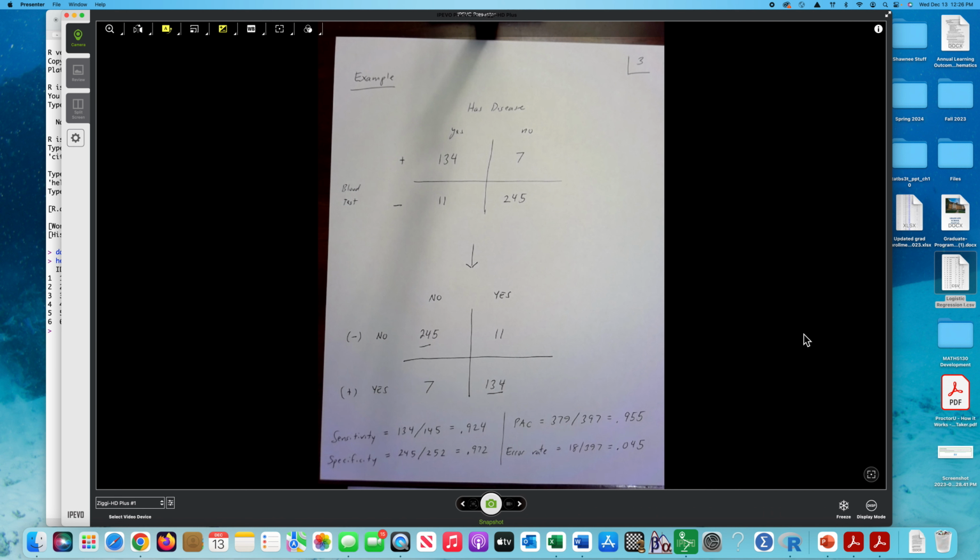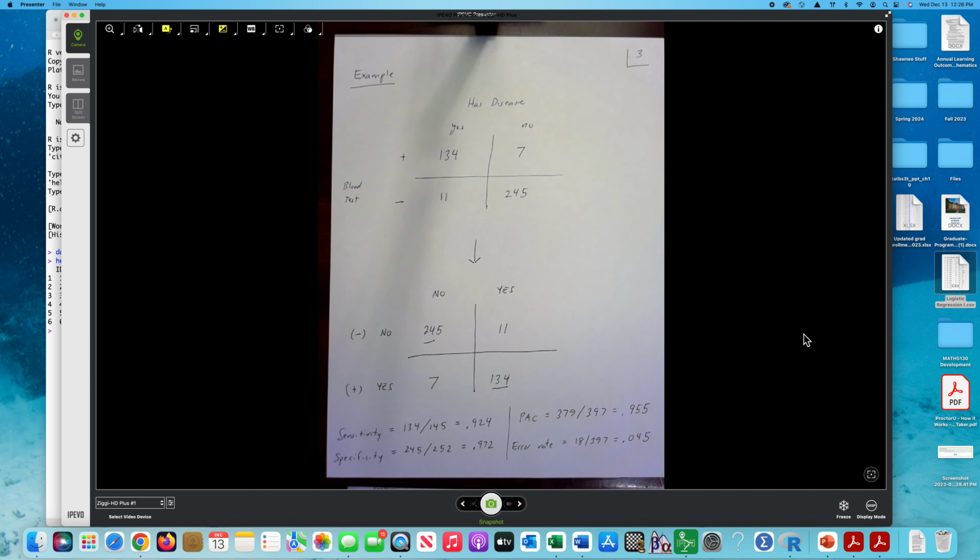This is a table, a confusion matrix, that we're going to see a lot in logistic regression. And so I thought it kind of deserved its own video in terms of describing these calculations to you. All right.